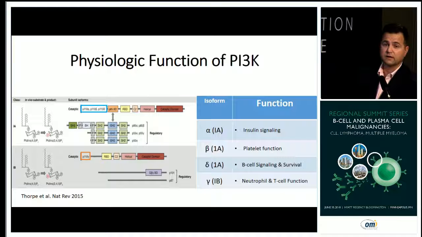Alpha is intricate in insulin signaling, and we'll go through how that can affect when you try to inhibit the alpha isoform. Beta can be involved in platelet function. Delta is involved in B cell survival and signaling. And then gamma is involved in T cell function and potentially neutrophil and maybe some microenvironment work.